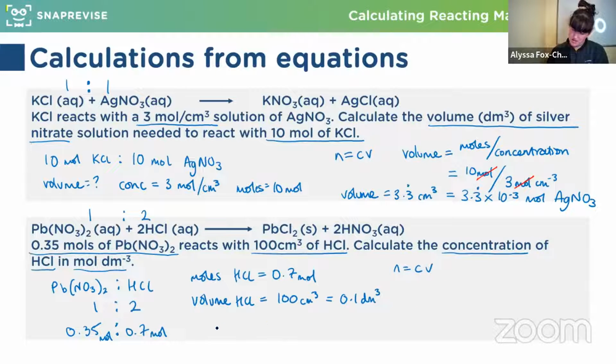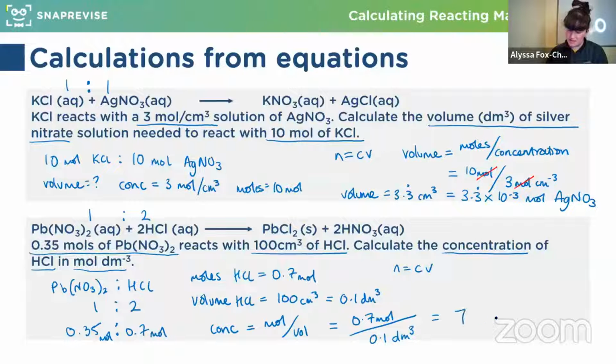So then I'm trying to calculate concentration. Concentration is equal to moles divided by volume, as long as our units are the same. My moles are worked out as 0.7 moles. My volume, I've just converted it to get it into decimeters cubed, so it's 0.1 decimeters cubed. So 0.7 divided by 0.1 gives me 7 moles per decimeter cubed of HCl.